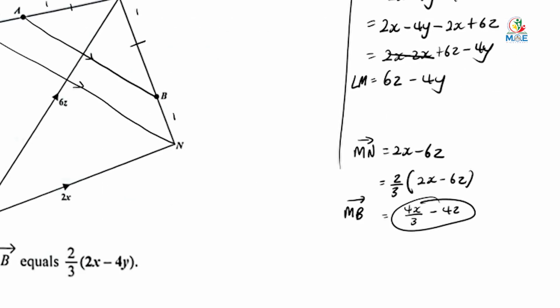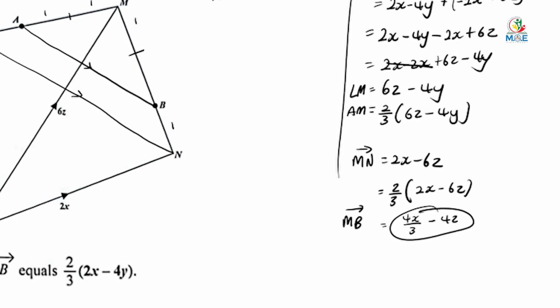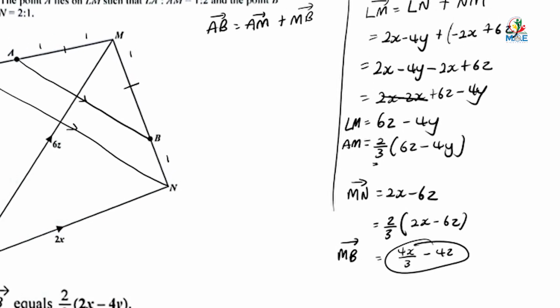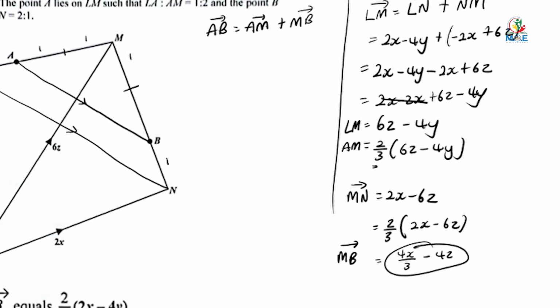And AM would be equal to 2 over 3 of whatever this is. So AM would be equal to 2 over 3 of 6z minus 4y. So we can also simplify this to get 2 times 6, 2 times 6 would be 12, 12 divided by 3 is 4z, minus 2 times 4 is 8 over 3. So this would be 8y over 3. So this is what AM would be equal to. So this is the value for AM, and this here is the value for MB.